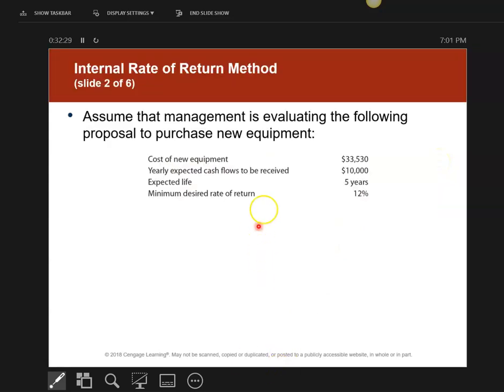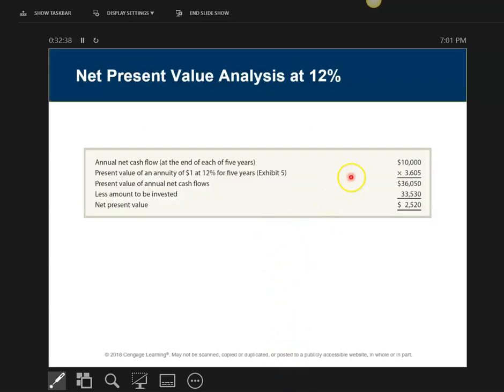So if I do this, here's my annual net cash flows at the end of each of the 5 years. I'm getting $10,000 each year for 5 years, so this is equal cash flow. I can use my present value of the annuity at 12% for 5 years. There's my multiplier. So basically, I'm going to get $10,000 each year, and that today is worth $2,520.